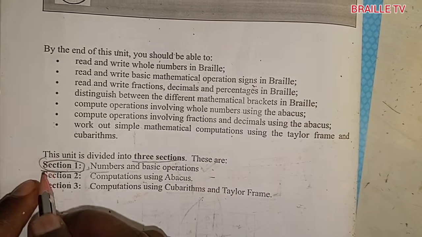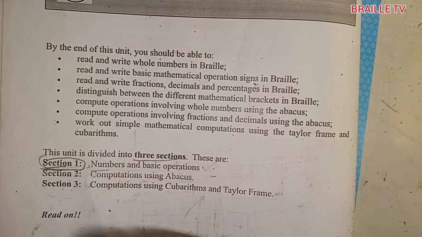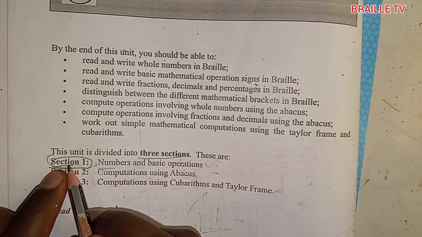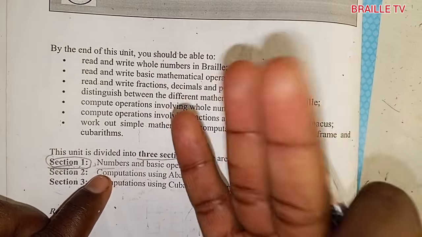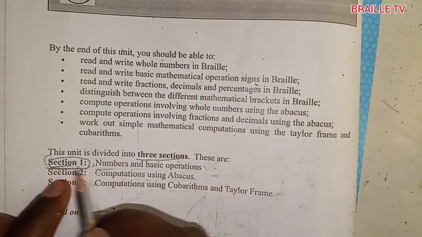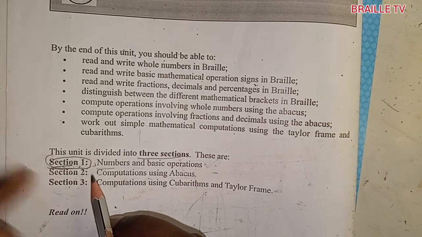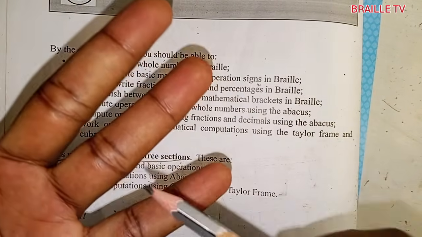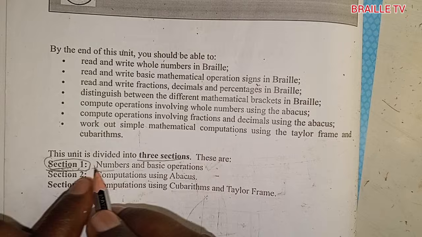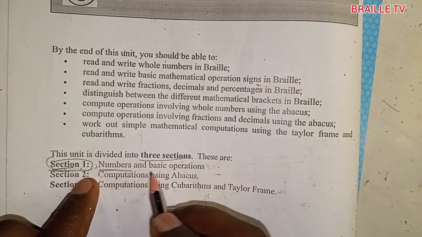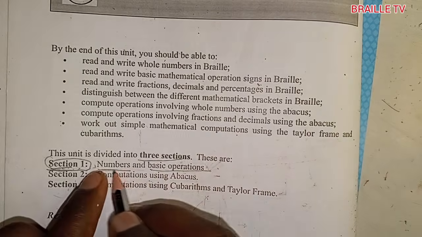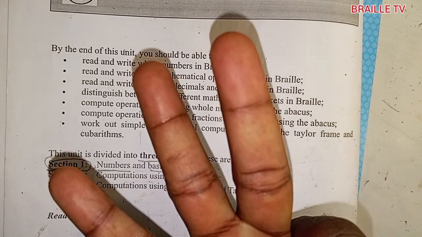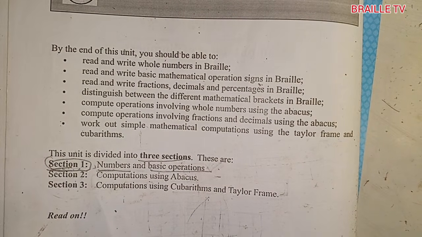I'm saying this section 1 is also divided by 3. So let us look at what those divisions of section 1 are. In other words, we are saying section 1 is broken into 3 groups. In section 1, we are going to deal with numbers and basic operations, but these are broken into 3. Now, let us look at that.